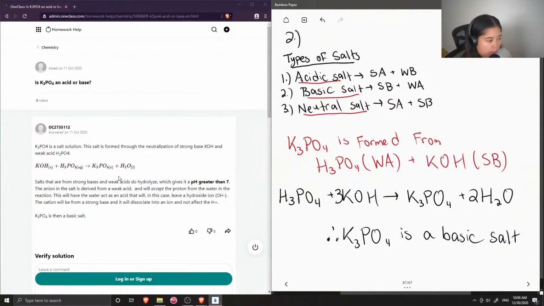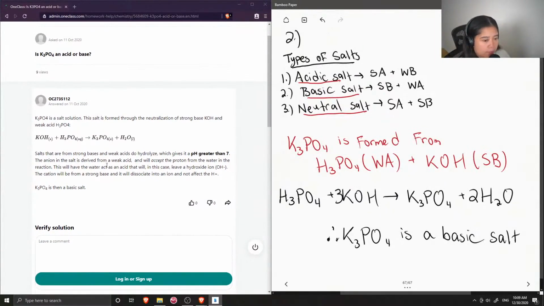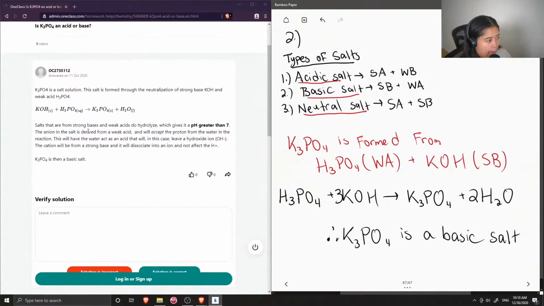Okay, so let's see what the junior tutor said. K3PO4 is a salt solution. This salt is formed through neutralization of strong base and a weak acid. Salts that are from strong bases and weak acids do hydrolyze, which gives it a pH greater than 7.